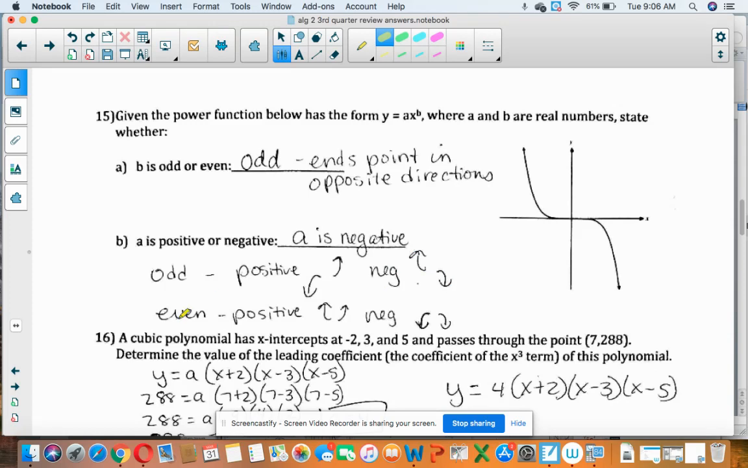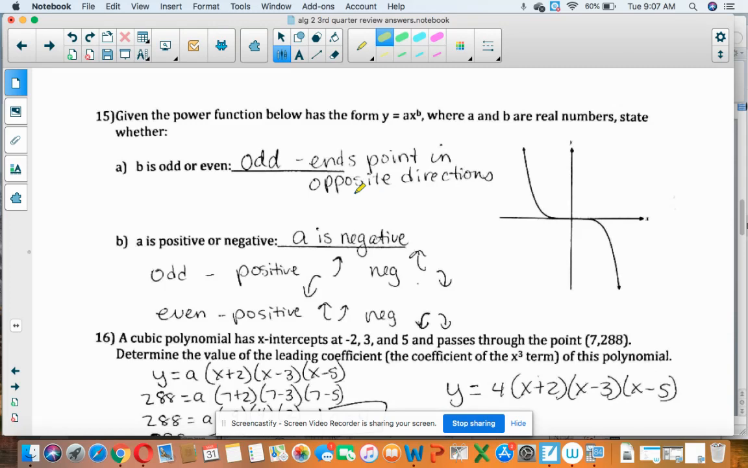If it's even, then the endpoints are going to go in the same direction. So if it's even and positive, they're both going up. If my exponent is even, but my coefficient is negative, they're both going down. So for this one, they want to know whether b, which is the exponent, is odd or even. Since they're going in different directions, that exponent has to be odd. That's the answer to that, and here's the explanation.